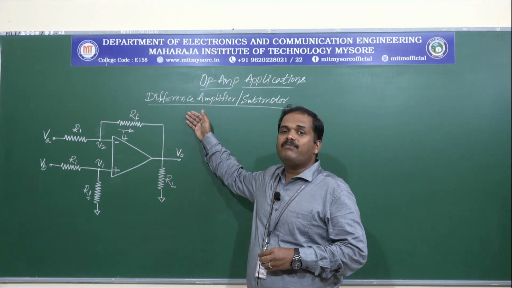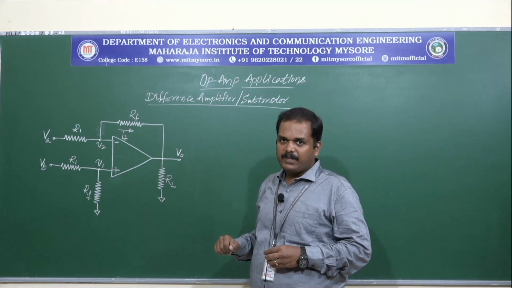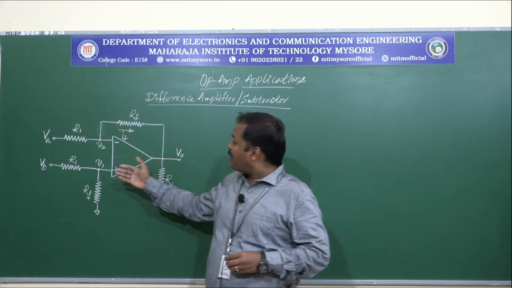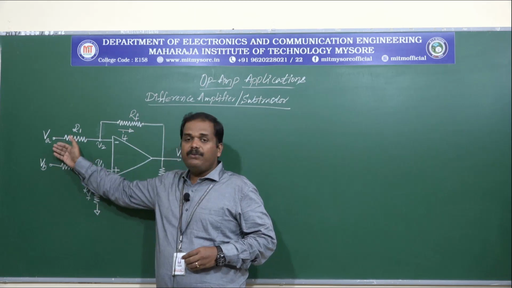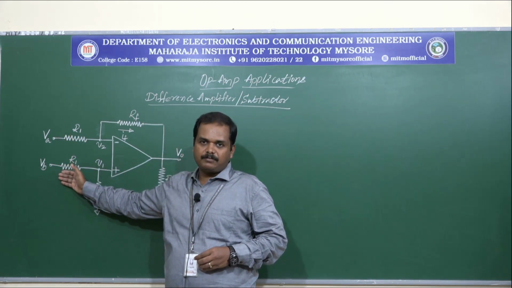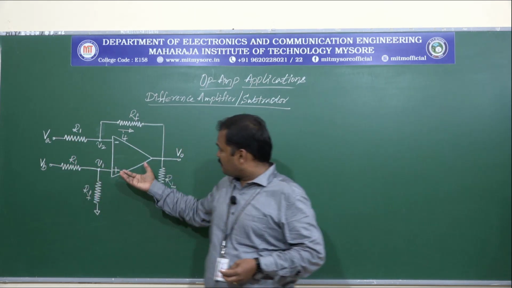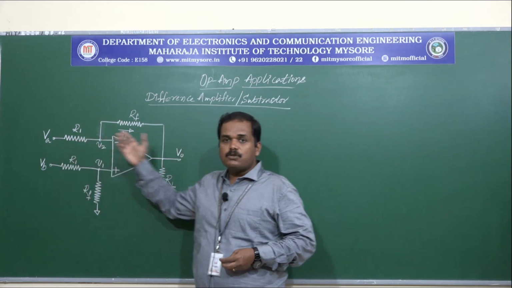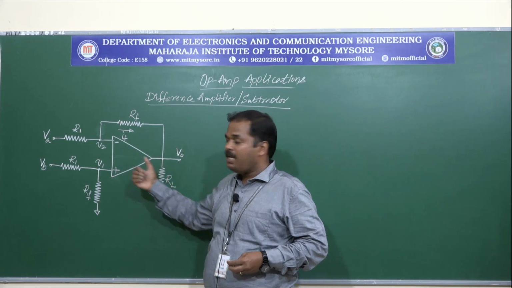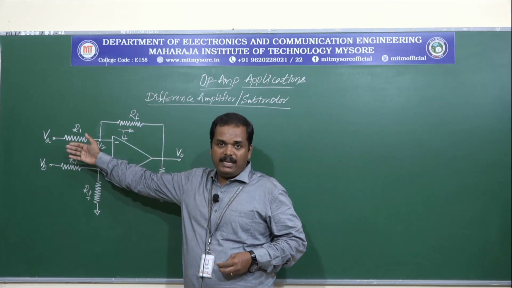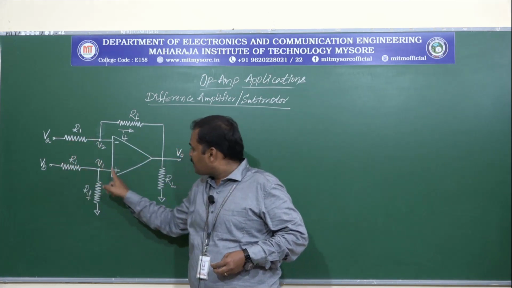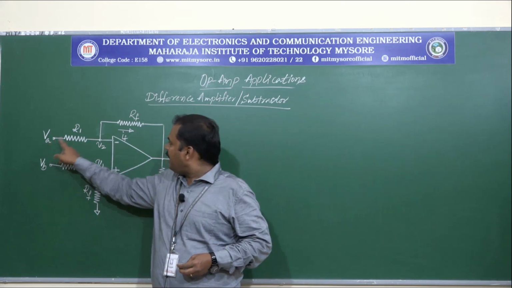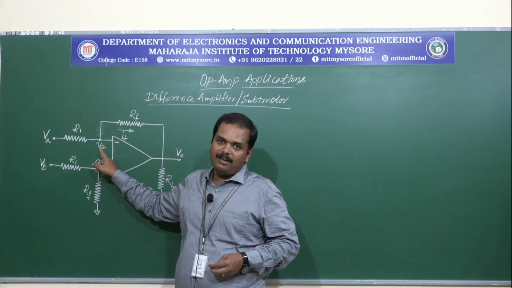The difference amplifier or subtractor. As we can see here in the circuit, the difference amplifier has got two inputs, VA and VB. So essentially this circuit would be providing the difference of these two signals. So V0 is expected to be VB minus VA, as VB is connected to non-inverting terminal V1 and VA is connected to inverting terminal V2.